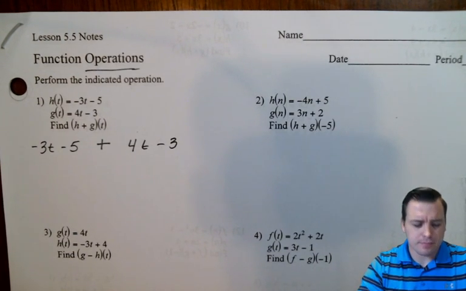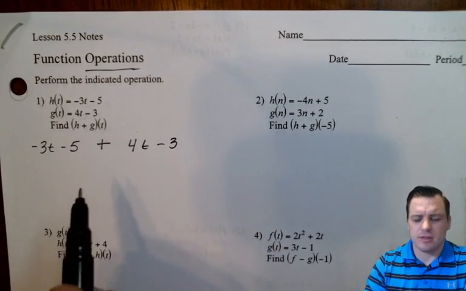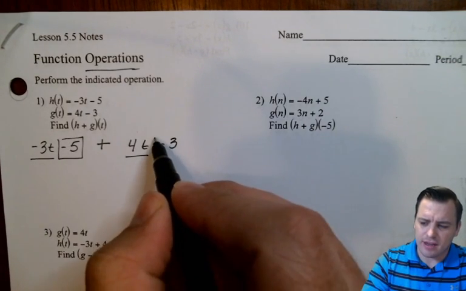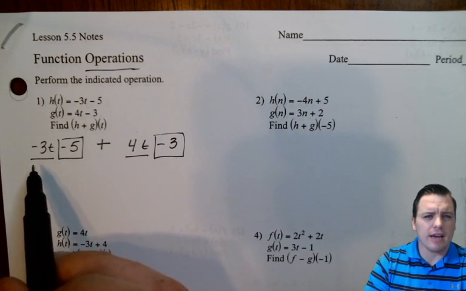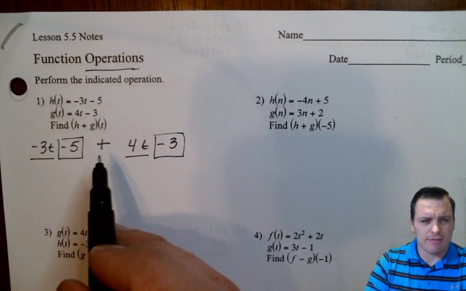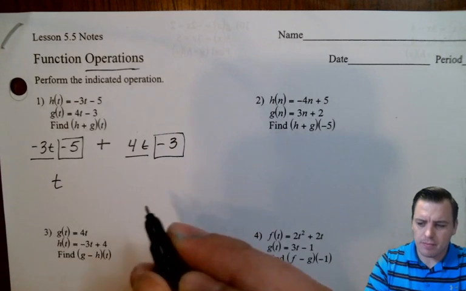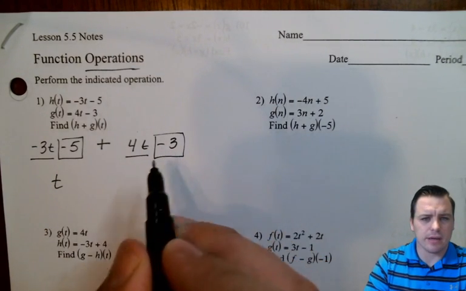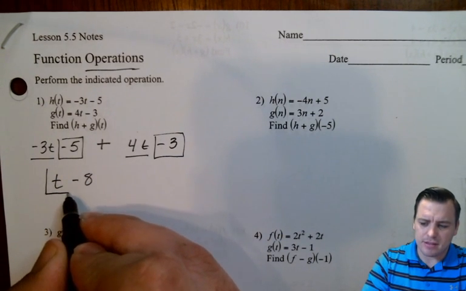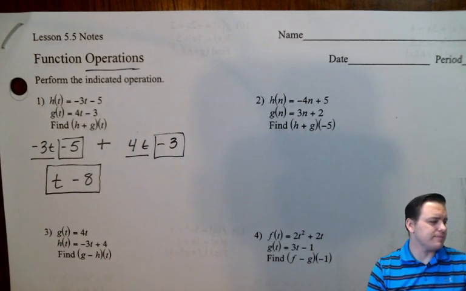And then from there, we just combine like terms, guys. I have negative 3t and 4t, and negative 5 and negative 3. So negative 3t plus 4t is simply just t. And negative 5 minus 3 is negative 8. And that right there is our answer. We have found h plus g in terms of t.